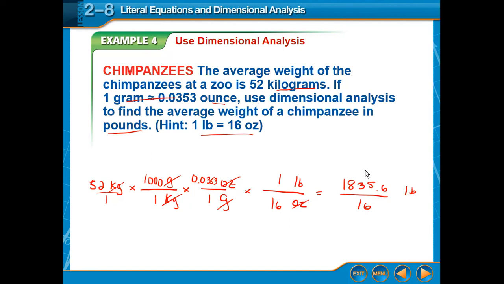So my final answer is going to be this, and then I'm just going to do that division. So divide by 16, and I get 114.725 pounds. And that's my final answer.